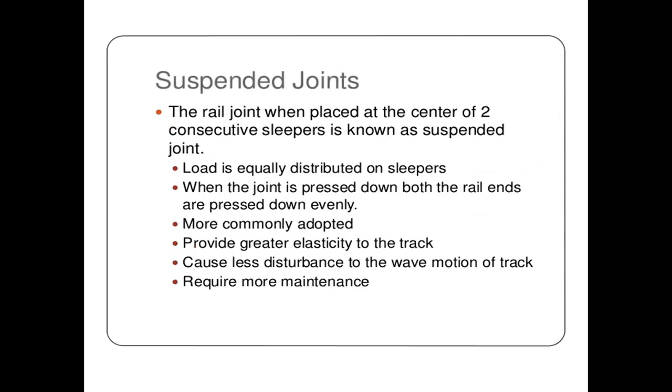The suspended joints here: based upon the positioning of sleepers, we can see the suspended joints. The rail joint, when placed at the center of two consecutive sleepers, is known as a suspended joint. The load is equally distributed on sleepers when the joint is pressed down. Both the rail ends are pressed down evenly.